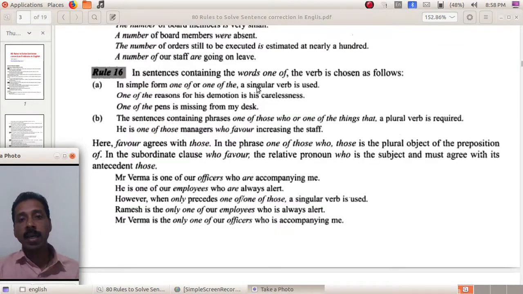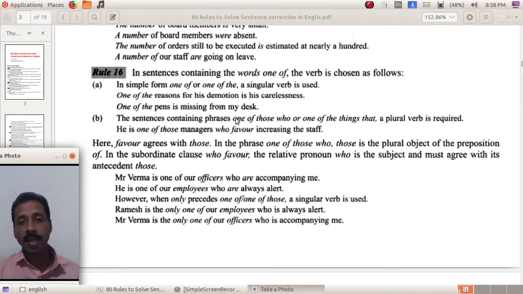Then in sentences containing the words one of, the verb is chosen as follows. In simple form, one of or one of the, a singular verb is used. One of plus a plural noun is to be used, but the verb remains singular. One of the reasons for his demotion is his carelessness. One of the pens is missing. When we say one of the pens, it means many pens were there but only one is missing. That's the meaning of that.